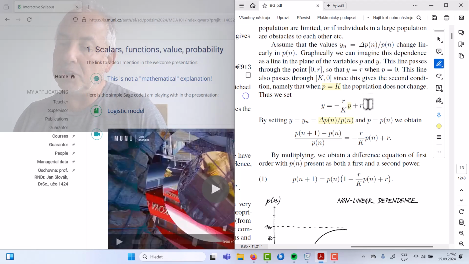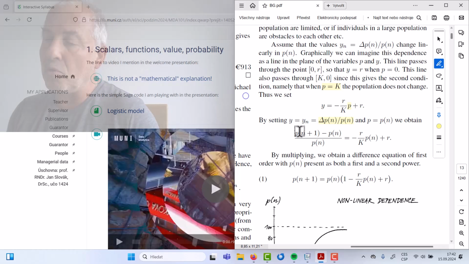then, so that's the general expression for linear dependence between y and p. And if the p is 0, you see that the growth is by r, which we wanted. And if the p is k, then you see that there will be plus r minus r, so it's 0. So it's what we wanted. And this is the so-called logistic model.